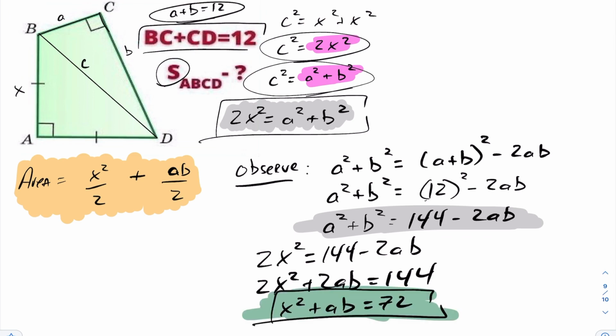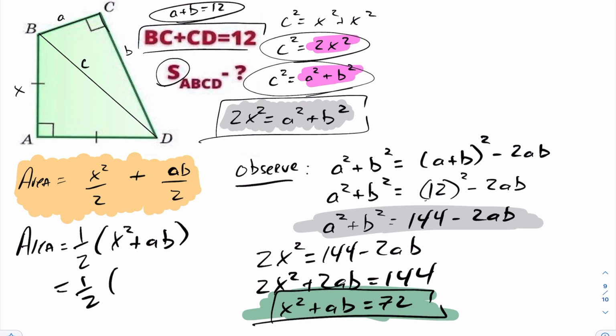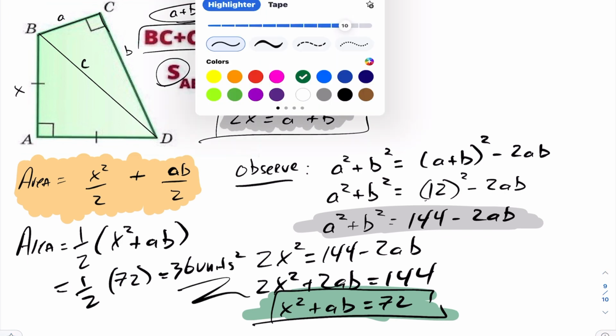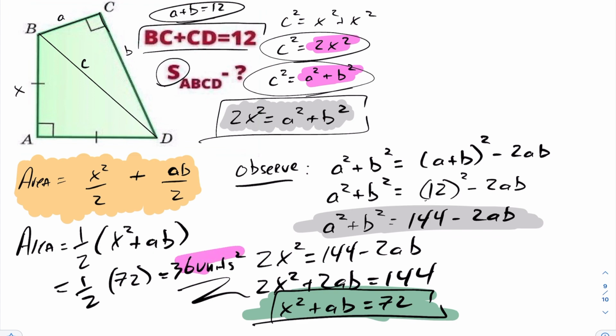Now that we have that, take a look at our area formula. We're almost done here. My area can be written as 1/2 times x squared plus AB, but as we just found out, x squared plus AB is exactly equal to 72. So cutting that in half, the answer is 36 square units. And then we have the area of our shape here.